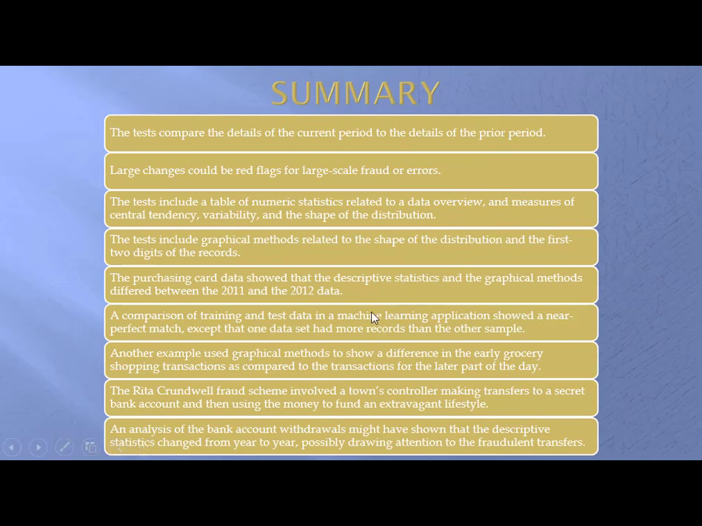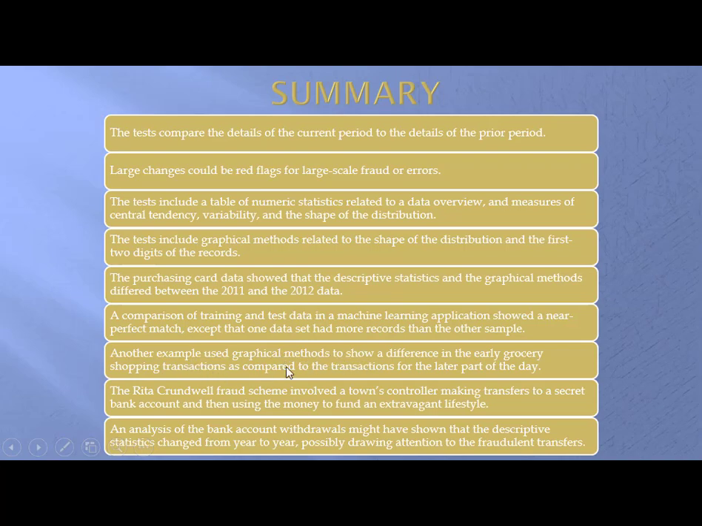I compared the training and the test data set, and it was a near perfect match, suggesting to me that this data set was randomized and sliced in half. The grocery store, I used a graph to at least show that there was a difference between the early shopping and the late shopping transactions.